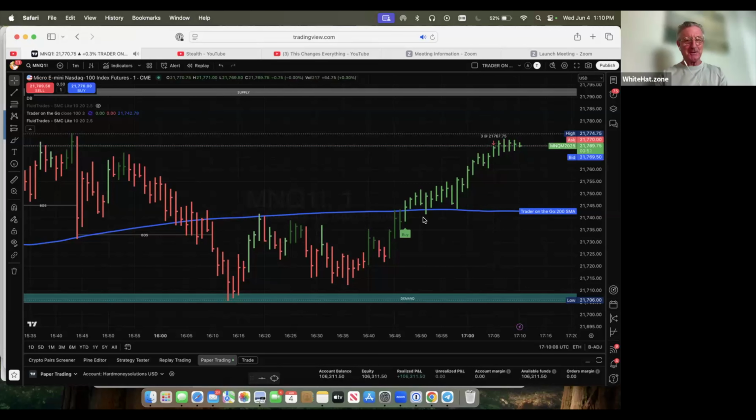Scott Morris here. I want to do a little tutorial on how to set up your chart. So once you are in TradingView, and what you're looking at right now is TradingView. It is an industry gold standard trading platform, and the indicator, Trader on the Go, is built directly on TradingView.